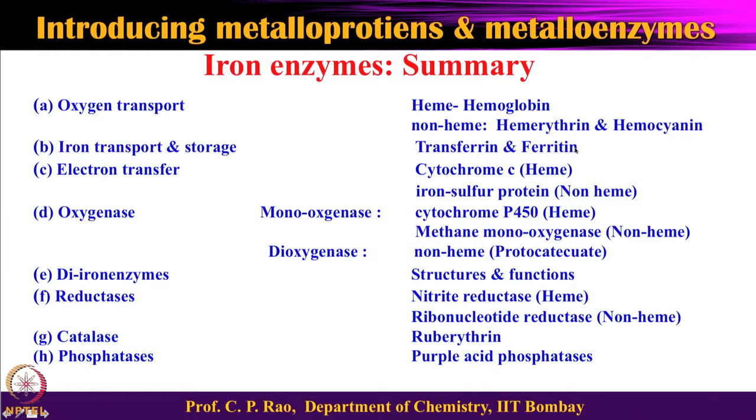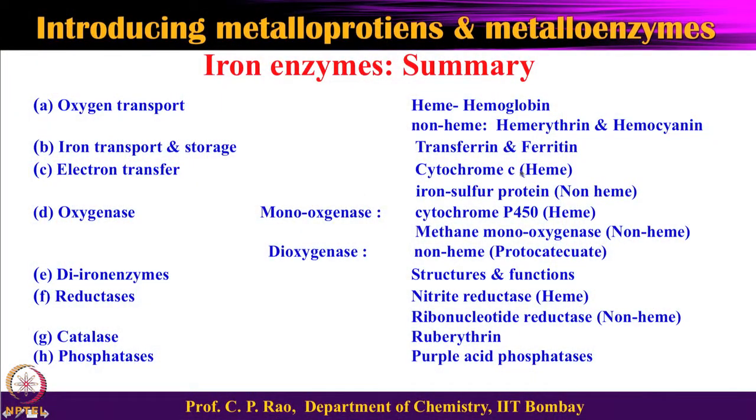Then when it is to be released, this iron 3 has to be reduced by some kind of reducing enzymes, some kind of electron transfer heme enzymes which will reduce it, and then the iron is released. So, these are all I have explained to you.